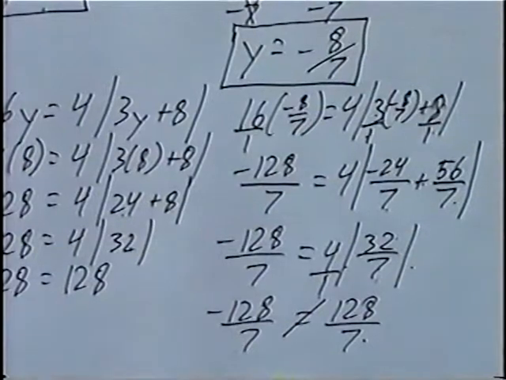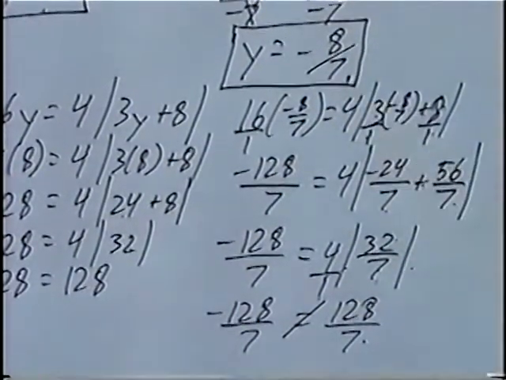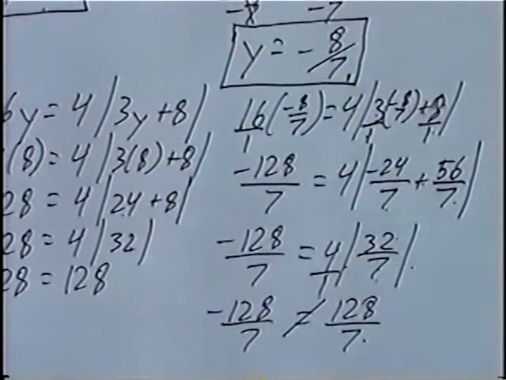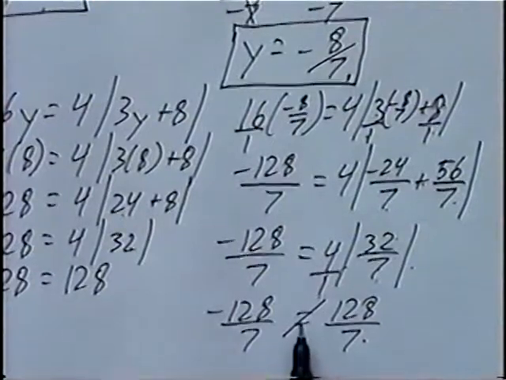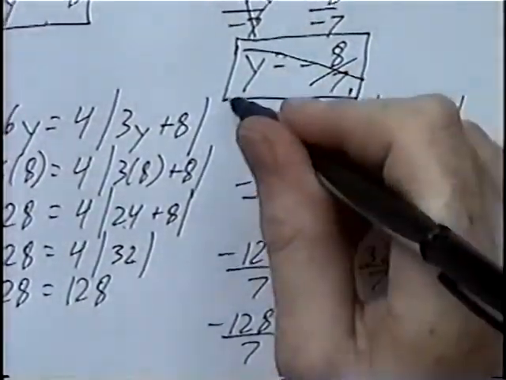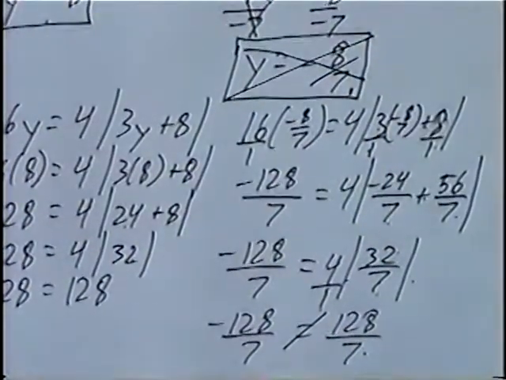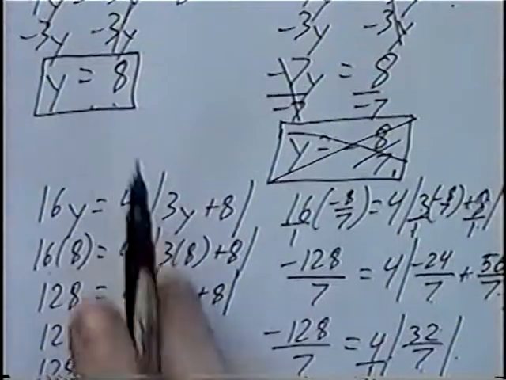So in this case, our solution at the top was a correct solution for the equation that we solved, negative 8 over 7, but upon verifying, plugging that number back in, checking the solution, it does not work, which means y equals negative 8 over 7 is not a solution for this equation. And our only answer would be y equals 8.